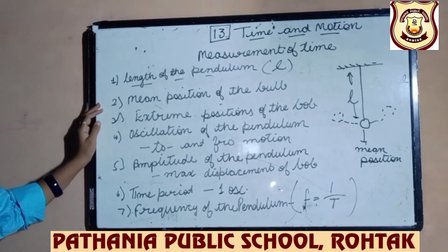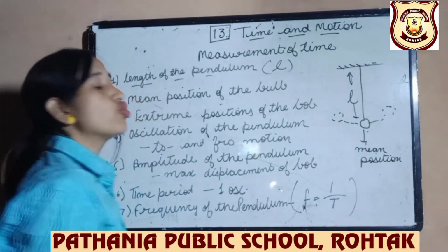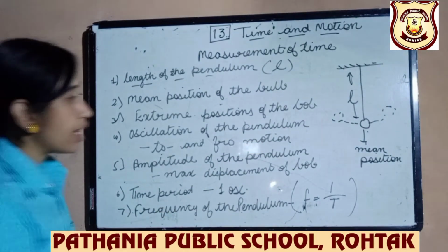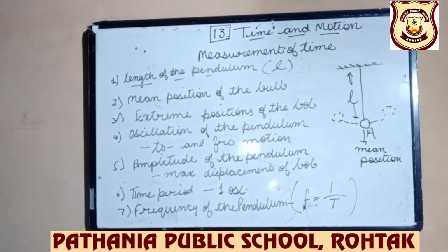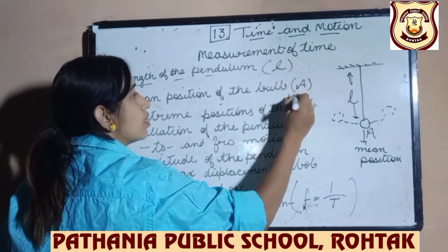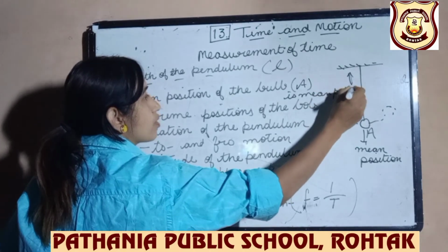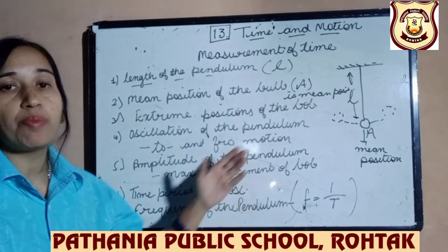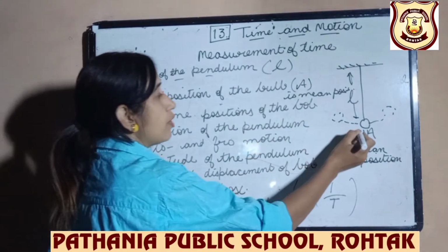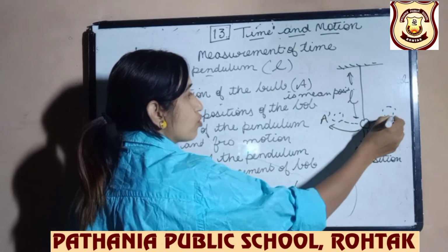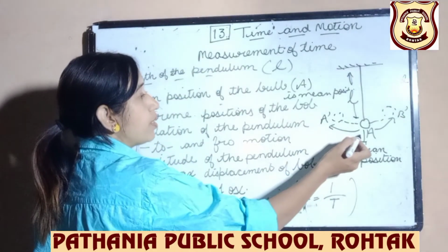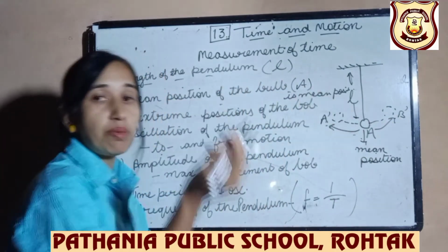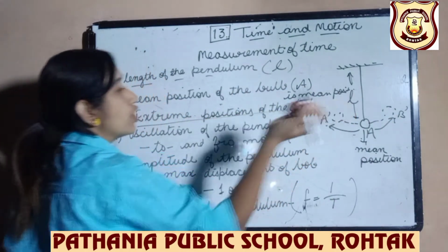Now the mean position of the bob is when it is at rest. When the bob is at rest, it is called the mean position, and we can denote it as A. So A is the mean position. Extreme positions of the bob: when this bob is freely moving, when it goes to A dash and when it goes to B dash, these are the extreme positions, the maximum position from the mean on this side and on the other side.